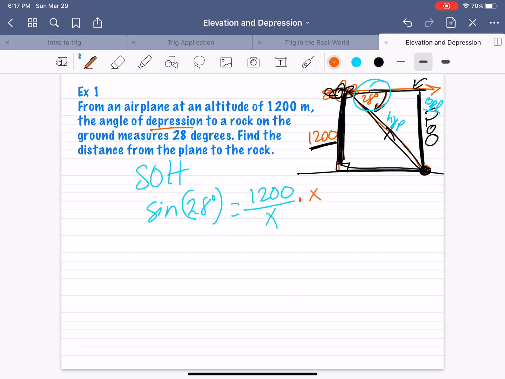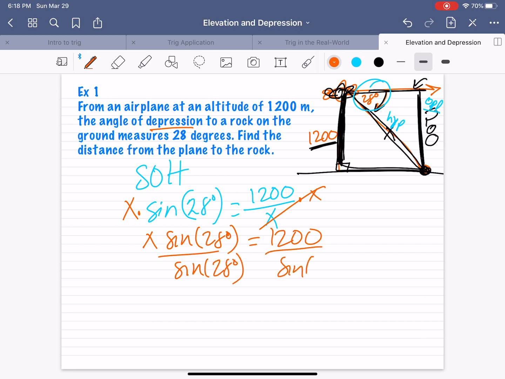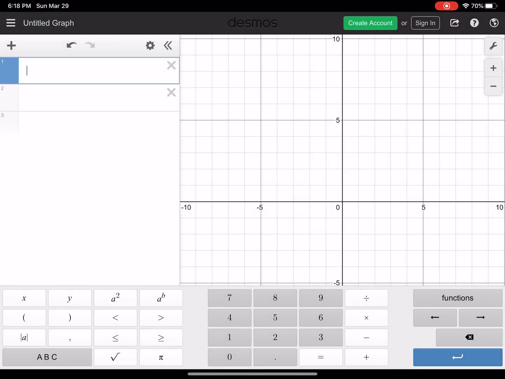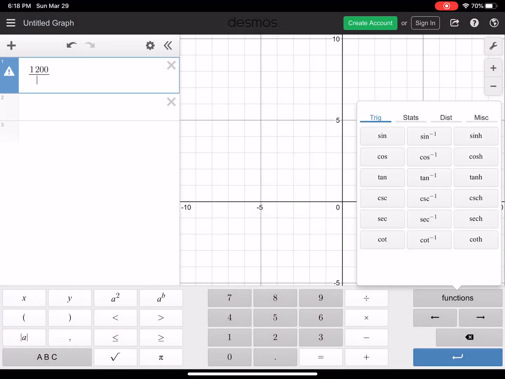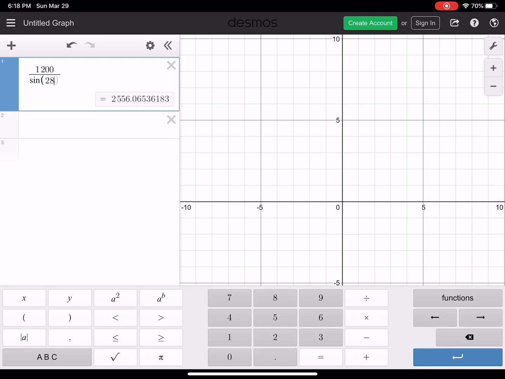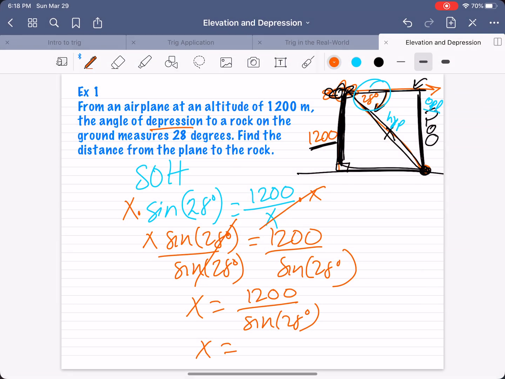So solve for x, multiply both sides by x. To get the x by itself, divide both sides by sine of 28 degrees. X is equal to 1200 over sine of 28 degrees. Let me make sure it's in degrees, and it is. And our answer is 2,556.